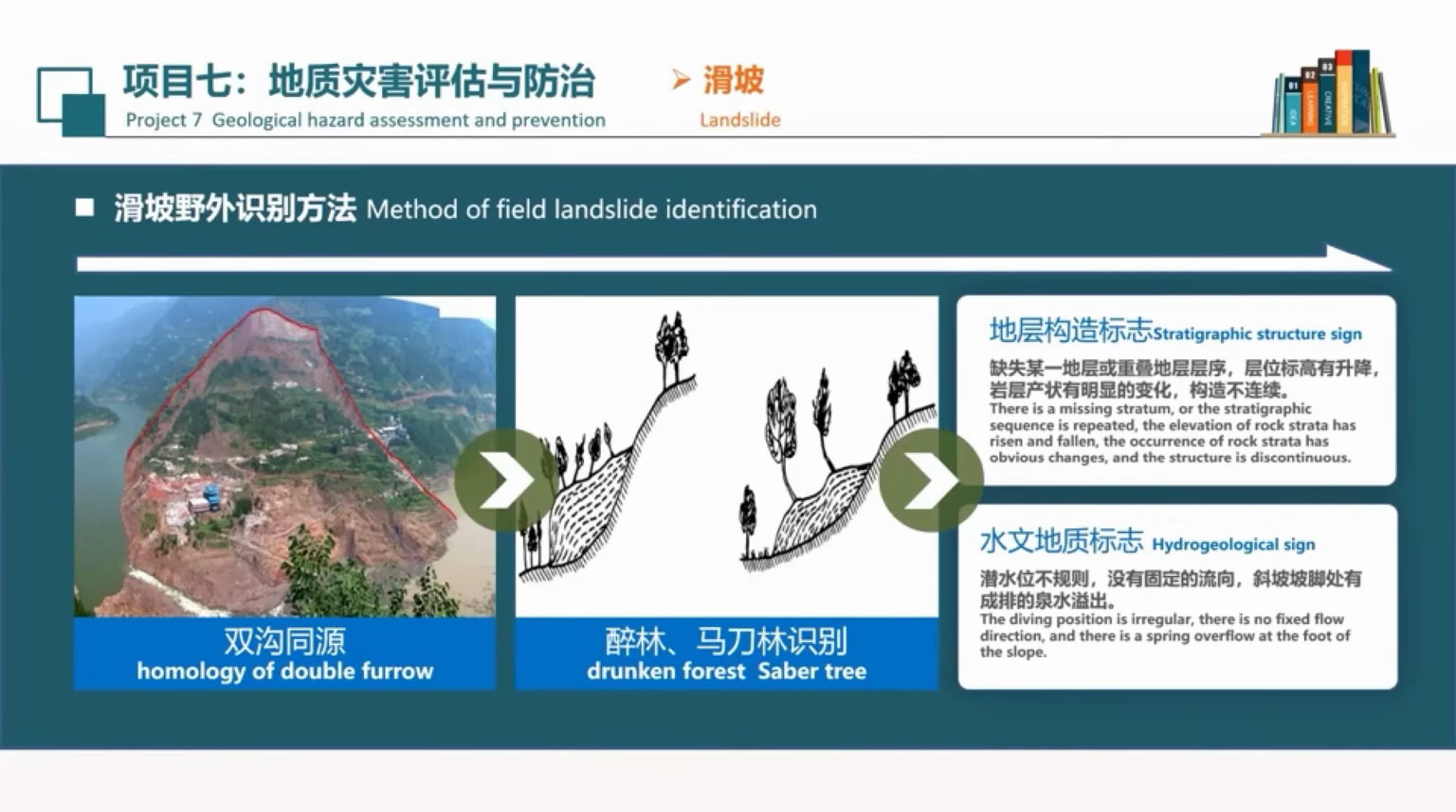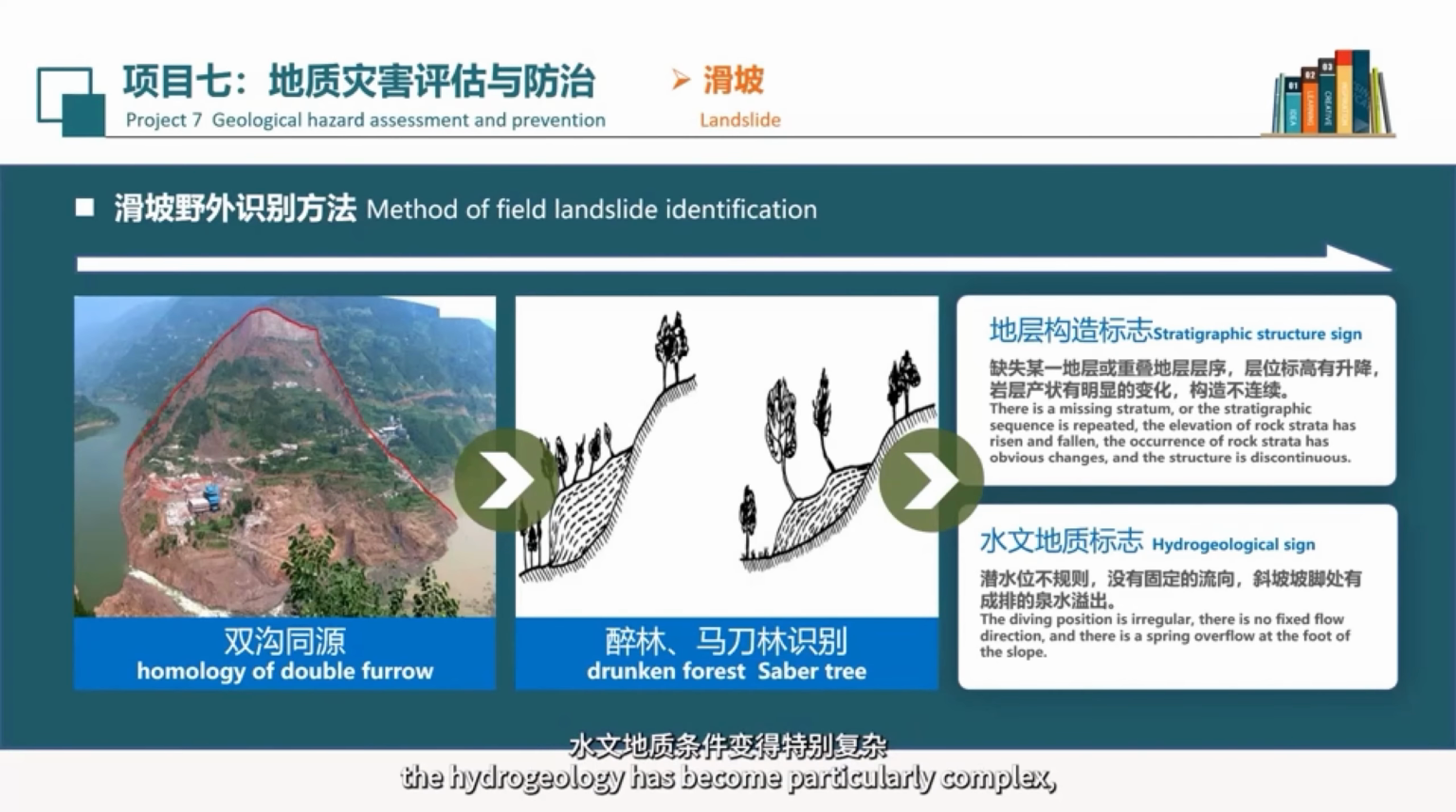For hydrogeological indicators, when a landslide slides, aquifers in the landslide area are often destroyed, and the original condition is changed. This makes the slope form a separate water body, and the hydrogeology becomes particularly complex. There's no pattern. If the diving position is irregular, with no definite direction, and there are rows of springs overflowing below the slope, these are all signs that can identify a landslide.